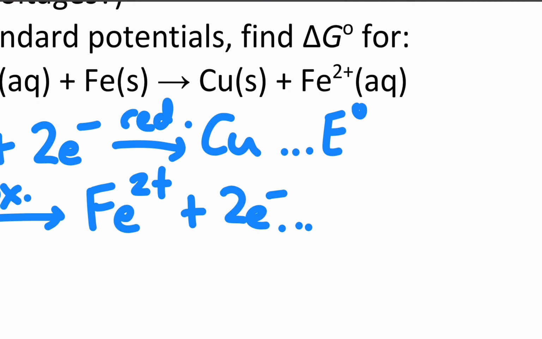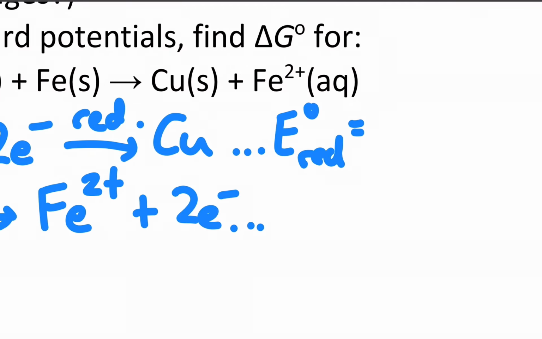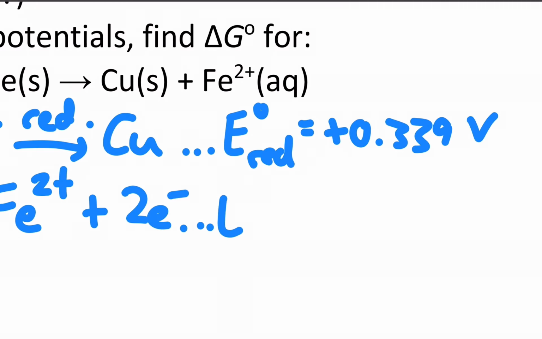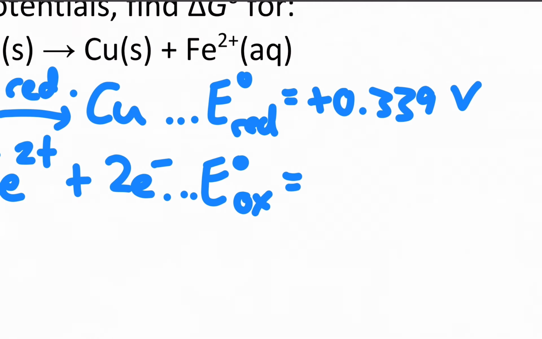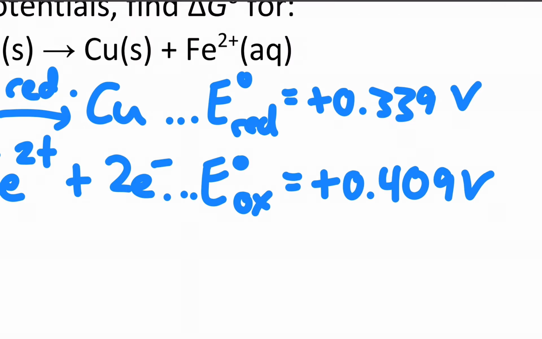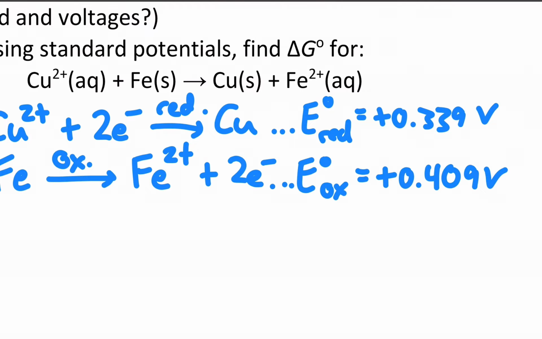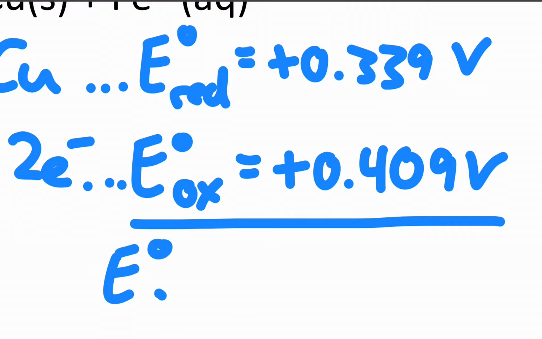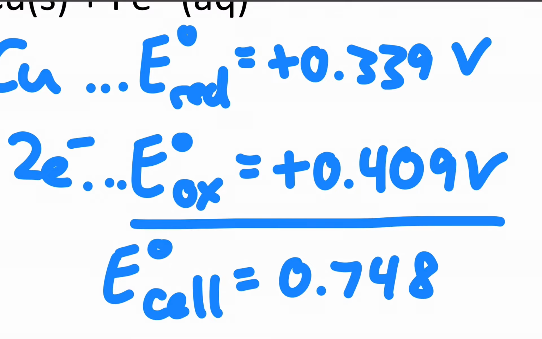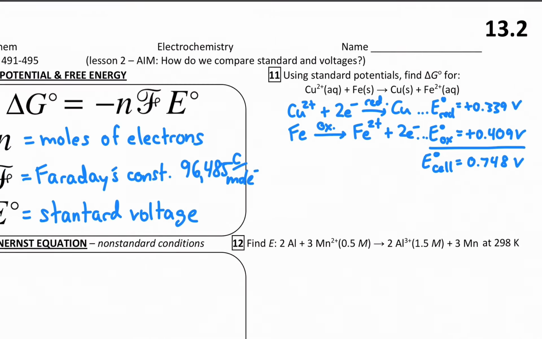The potential, if you look up in the table, the reduction of copper is positive 0.339 volts. The oxidation of iron, you have to find the reverse of this in the standard reduction potential list. Once you do that, you negate it. It actually becomes a positive number, 0.409 volts. That's just from tables. So we add the reduction potential plus the oxidation potential, and we get the standard potential of the cell. That is 0.748 volts.